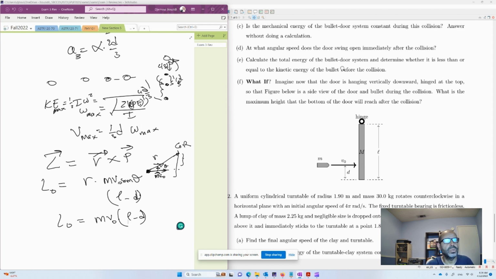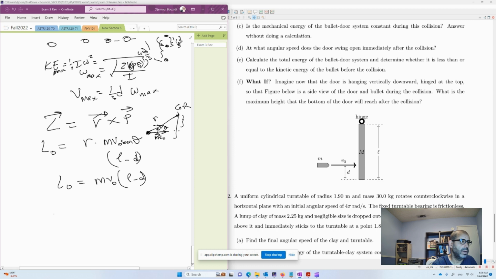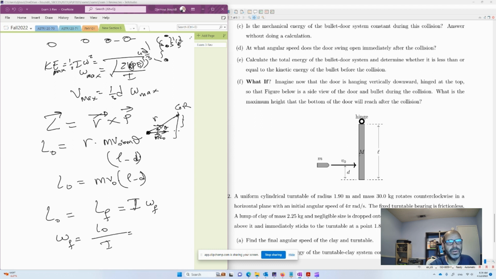At what angular speed does the door swing open immediately after the collision? So the conservation of angular momentum requires that the initial momentum is equal to L final, and L final is equal to I times omega final. So from here, we can find the angular velocity at which it's going to be spinning. It's the initial one divided by I. And I, in this case, is that of a door. So I'm going to assume that it is of length L, so it's going to be 1/3 of m L squared.